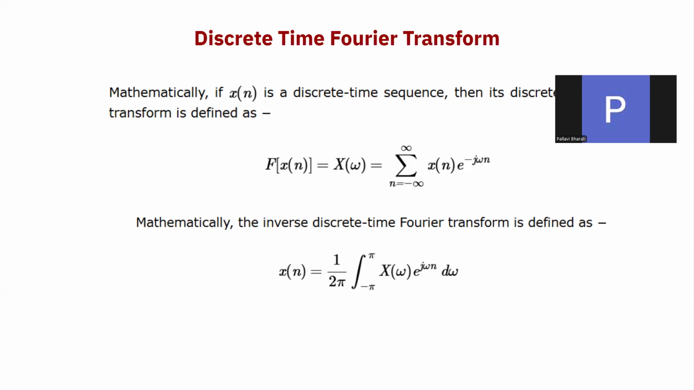The inverse discrete time Fourier transform, here you can see, is given as 1 by 2 pi, integral from minus pi to pi, of X of omega e to the power of j omega n d omega. Here it is a minus sign, here there is a plus sign.